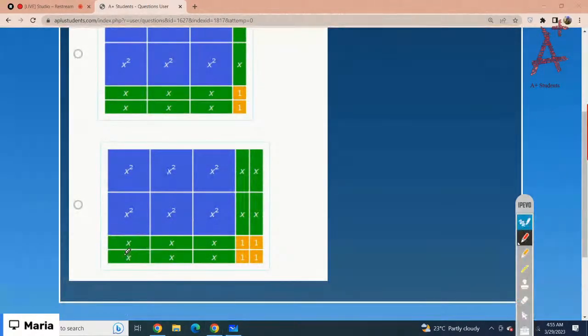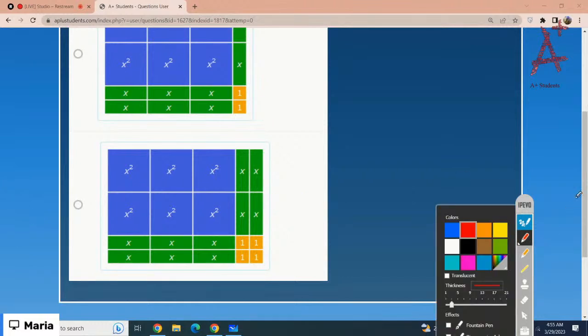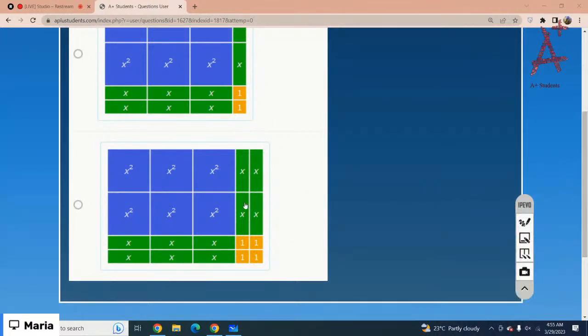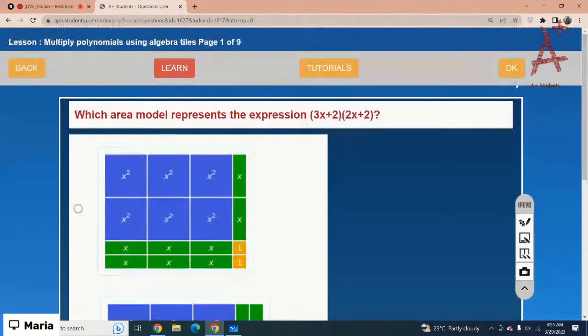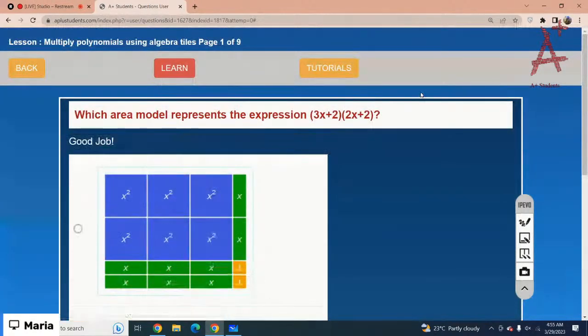It would be 3x plus 2 and 2x plus 2. That is the correct option. That represents the multiplication expression 3x plus 2 and 2x plus 2. So the correct option is option number 2. Just select the correct option and click on the OK button.